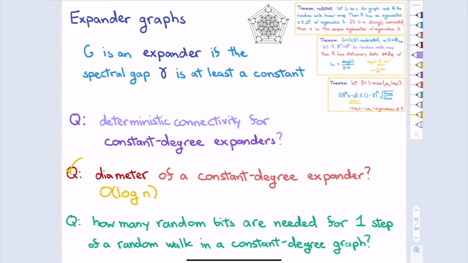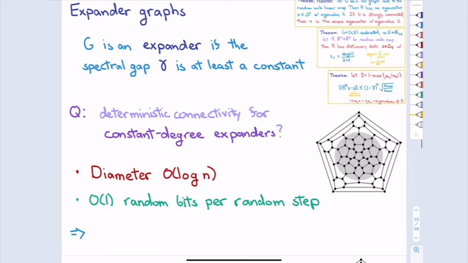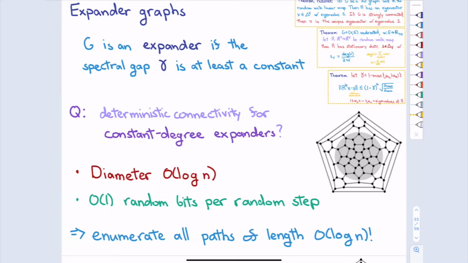Okay. All right. Okay, so if you have an expander graph with constant degree, okay, then actually you can just enumerate everything and figure out the solution. So this is actually the easiest kind of graph.